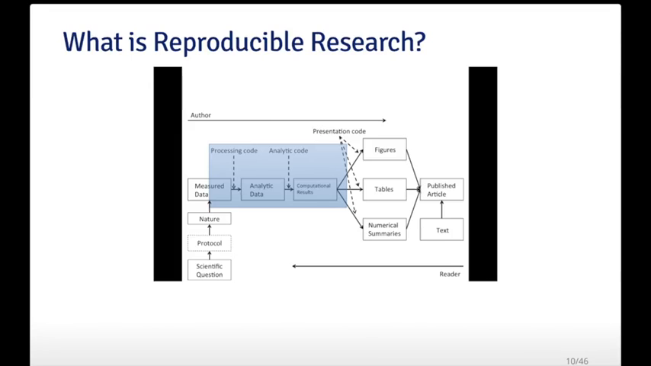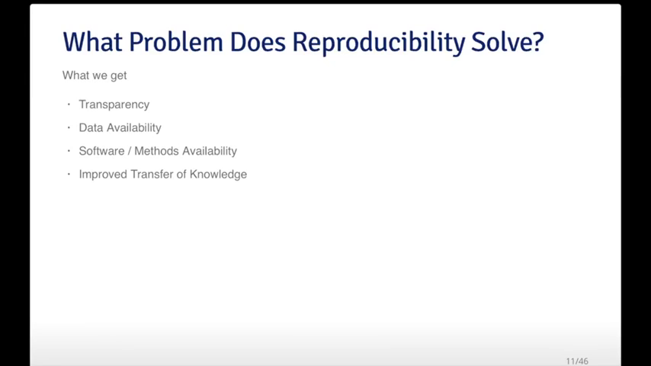So I want to get a little bit into what problem reproducibility solves, and I think one of the things we get from a reproducible study is transparency, of course. We have a better sense of what they've done. We get the data that they used, so that's available. If there are new methods involved, we get their methods. And we have increased transfer of knowledge because now we know exactly what they did, not what they meant to do.